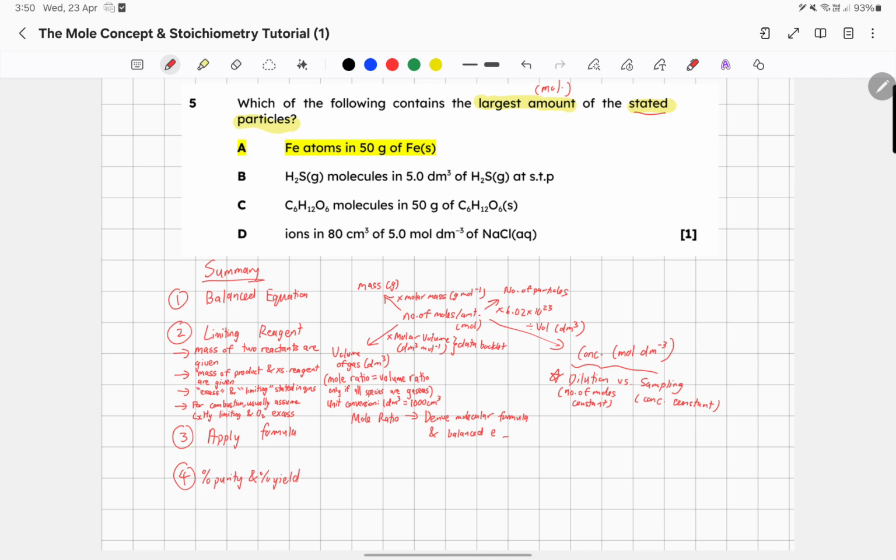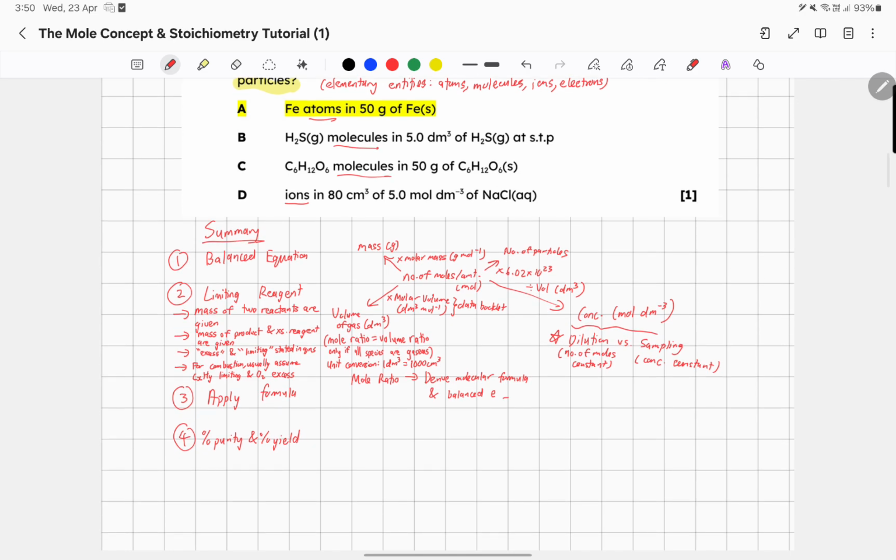Okay, so what it means is elementary entities. So this means it could have referred to atoms, it could have referred to molecules, it could have referred to ions, or it could have referred to electrons. Okay, so you have to be very careful of what they are talking about here. So you should highlight, okay, this is talking about atoms, this is talking about molecules, this is talking about ions.